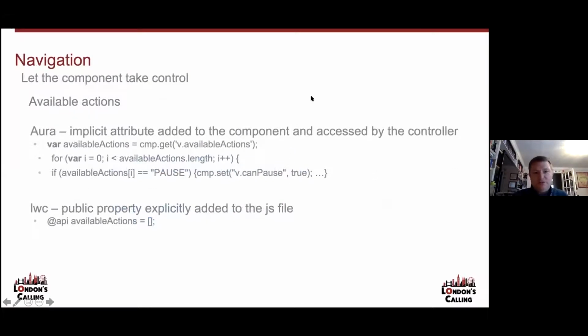Taking control of the navigation essentially involves looking at or working with the available actions. For the Aura component, these are implicitly added attributes, and then obviously we take control of those within the JavaScript controller. For the Lightning Web component, this has to be a public property which is explicitly added to the JavaScript file.